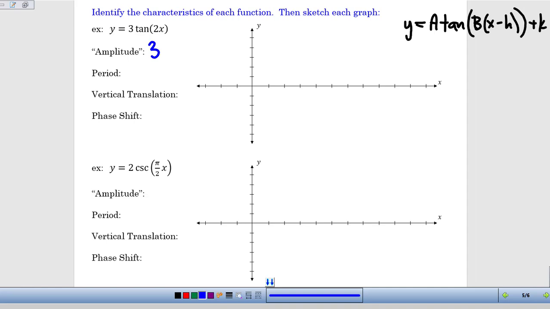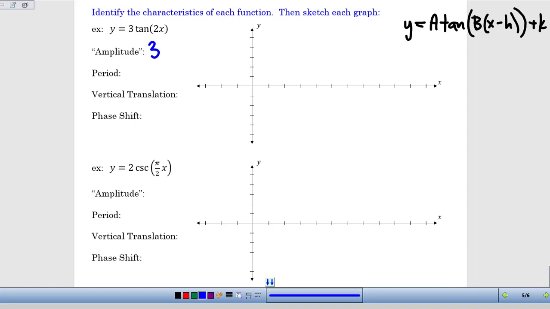So instead of at the pi over 4s, those 45-degree angles, the graph being at 1 or -1, the graph is going to be at 3 or -3. So it does still stretch the graph upwards, but it just isn't quite as noticeable. And it's not truly an amplitude, so that's why I have it in quotes there.